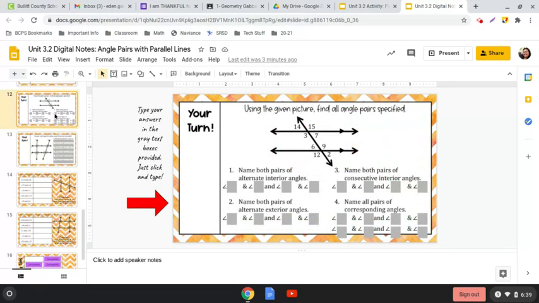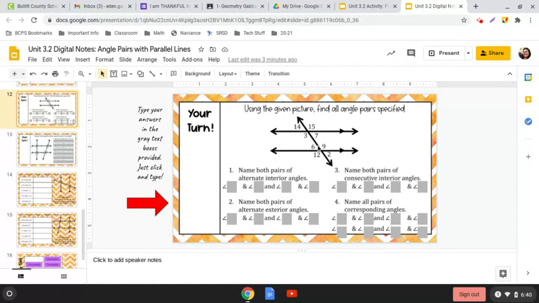All right, so yesterday we left off with the Your Turn activities. And so for our Your Turn activities, the first slide, number 12 here, says using the given picture, find all the angle pairs specified. So number 1 said name both pairs of alternate interior angles. Well, interior is going to be inside our parallel lines. So we have two parallel lines here.